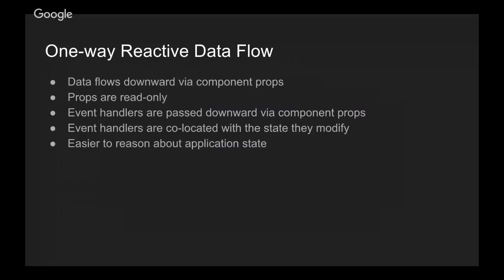So data only flows downwards. Props are read-only, they can't be mutated. The event handlers are passed down, event handlers are co-located with the state they modify. And this combination of things makes applications, UI applications, easier to reason about because you can always tell where the state was modified, how, and you know that the data is only flowing downwards.